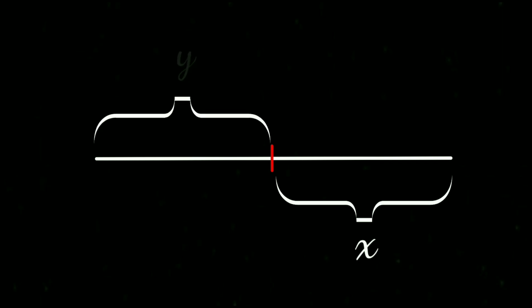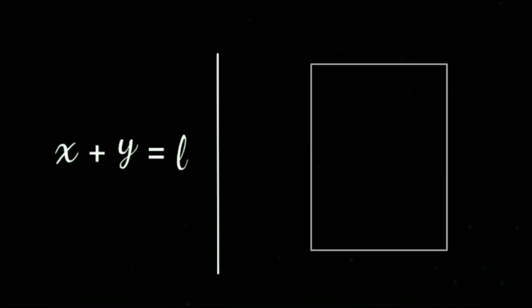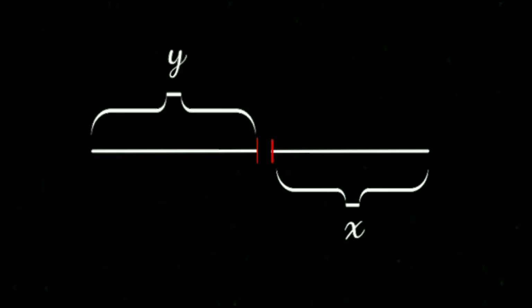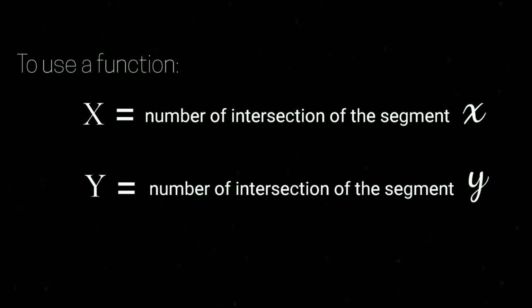How about we subdivide the needle into two distinct parts of length x and y such that x plus y equals L. Now, instead of thinking about the expected number of intersections for the needle as a whole, we can think about the expected number of intersections for both of these parts individually. So how would we go about doing that? Naturally, the first idea that might pop up in your head is to use a function, let's say capital X, to denote the number of intersections of the segment x, and another function, let's say capital Y, to denote the number of intersections of the segment y on any random throw of the needle.